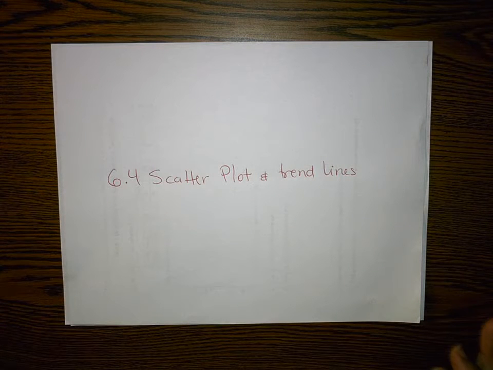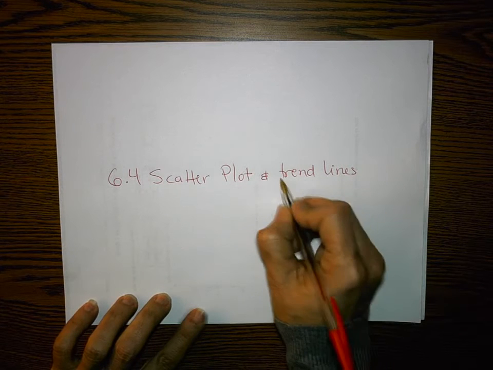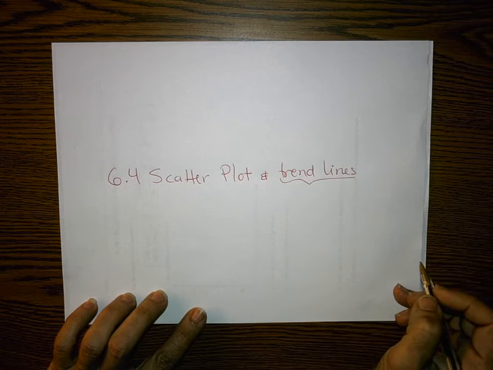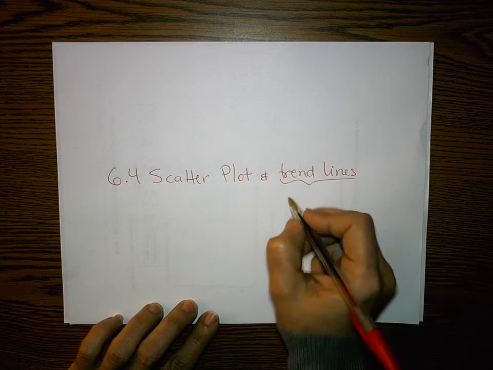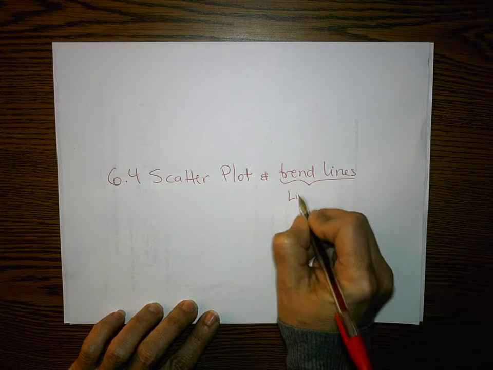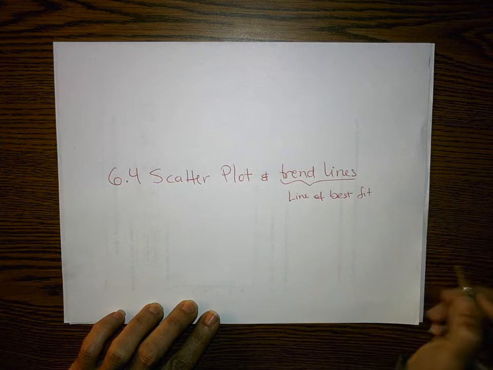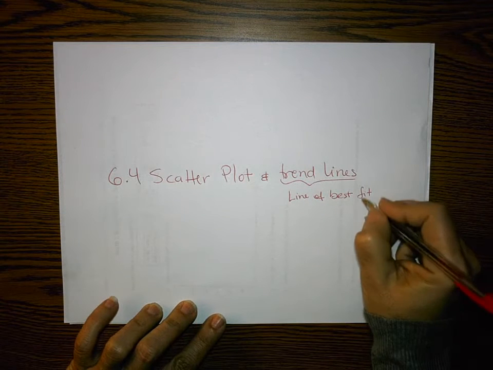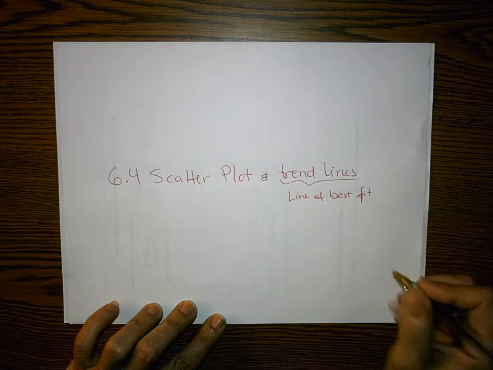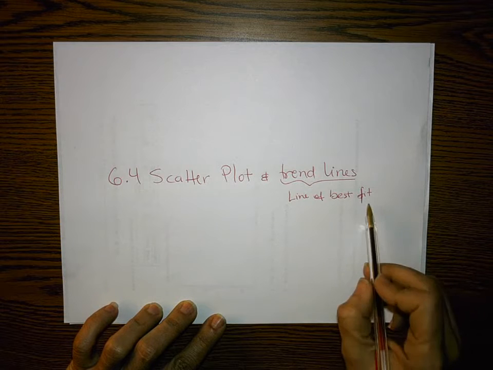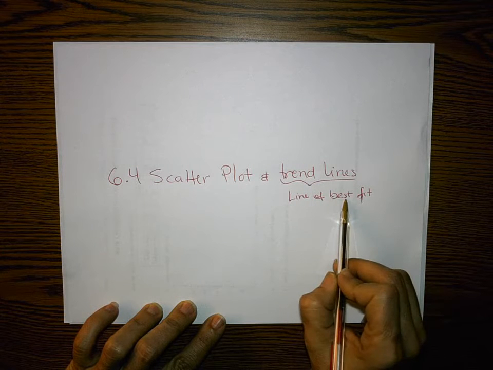Alright, so here's a video for 6.4. We learned about scatter plots and trend lines. Now this trend line, we also call it very often in statistics the line of best fit. This line of best fit is pretty much exactly what it says. We want to draw a line that best fits our data points.